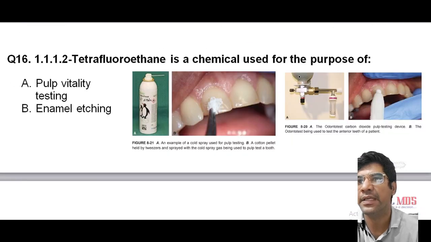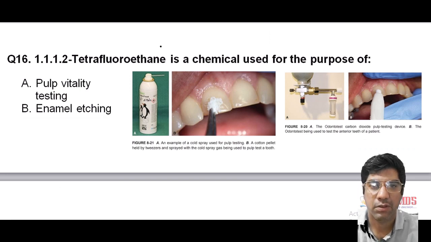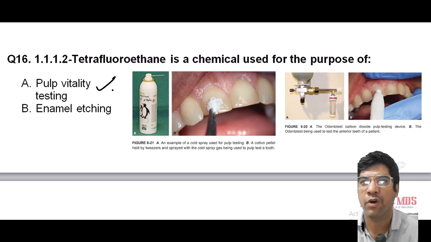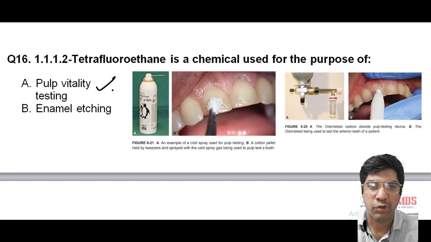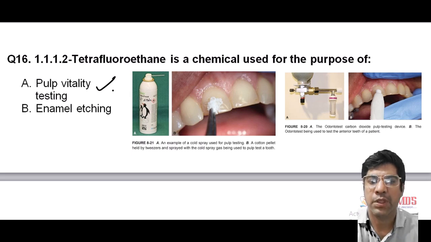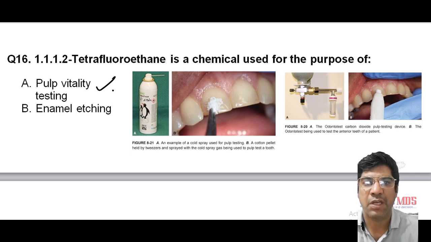1,1,2,2-tetrafluoroethane is used for pulp vitality testing. It is most commonly available as a refrigerant. Pulp vitality testing, we know, is a diagnostic procedure that is used to assess the health of the dental pulp. The most reliable test is the cold test. The most common diagnostic method to assess the vitality of the tooth pulp is the cold test.